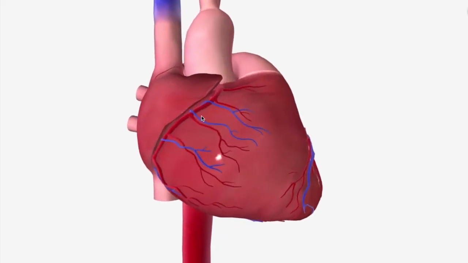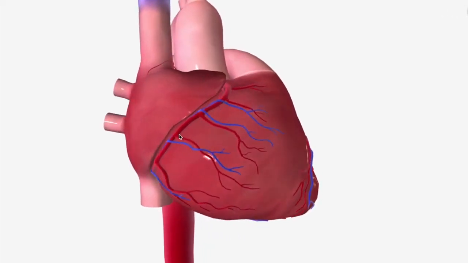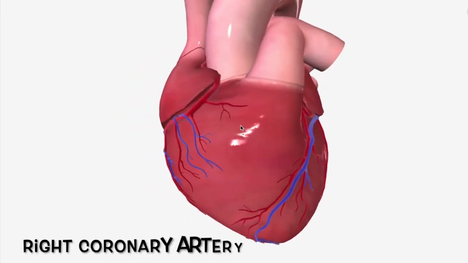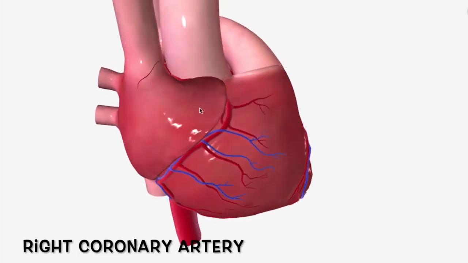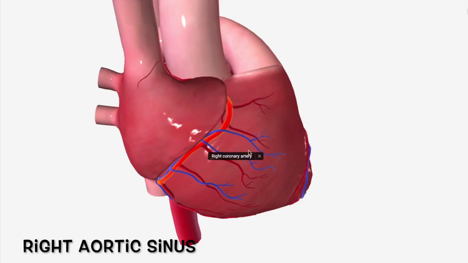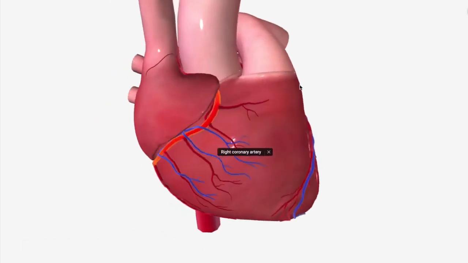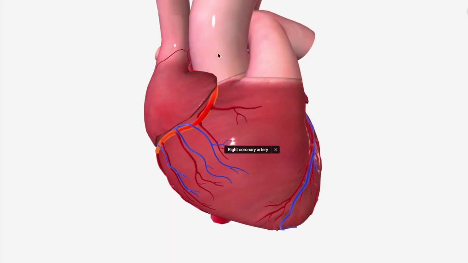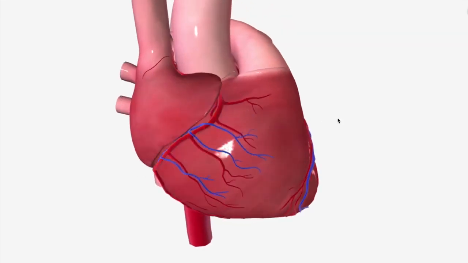Structures here. So does anyone know the name of this red structure going downwards? Okay, perfect. So that's going to be your right coronary artery, and your right coronary artery is going to come off your right aortic sinus. So it's basically coming off your ascending aorta. It's just the first branch that comes off the ascending aorta, and that gives rise to the right coronary artery.